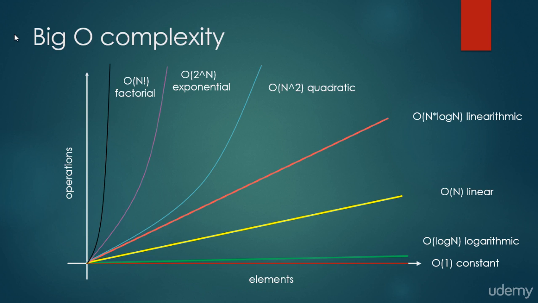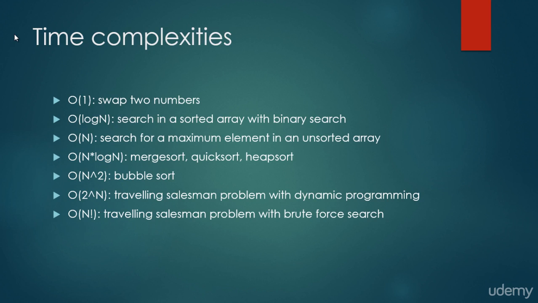The next one is quadratic. For example, bubble sort has a quadratic time complexity, O(n squared). Then exponential is definitely not efficient, and factorial is the worst case scenario. So here are some examples. I talked about swapping two numbers, then searching in a sorted array with binary search, which has logarithmic time complexity. Then for linear time complexity, we usually want to reduce most algorithms to linear or logarithmic time complexity.